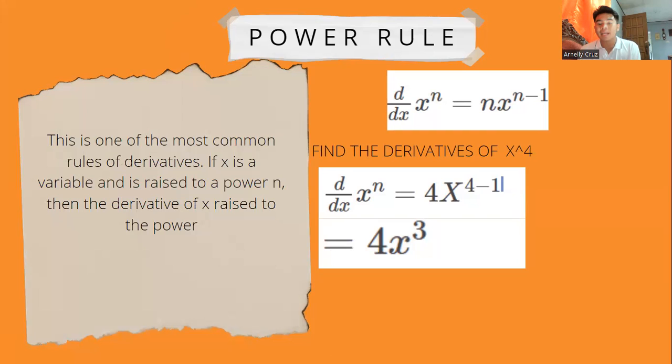So we have an example. Our example is find the derivative of x raised to the power of 4. So, what we need to do is i-substitute po natin yung ating given dun po sa ating formula. So, 4x raised to the power of 4 minus 1. So, yung 4 po ay ilalagay natin sa value ni n because ayan po yung sabi sa atin ng ating formula. So, our answer equals 4x cubed. So, ayan po yung power rule. Ganyan lang po kadali ang ating power rule.